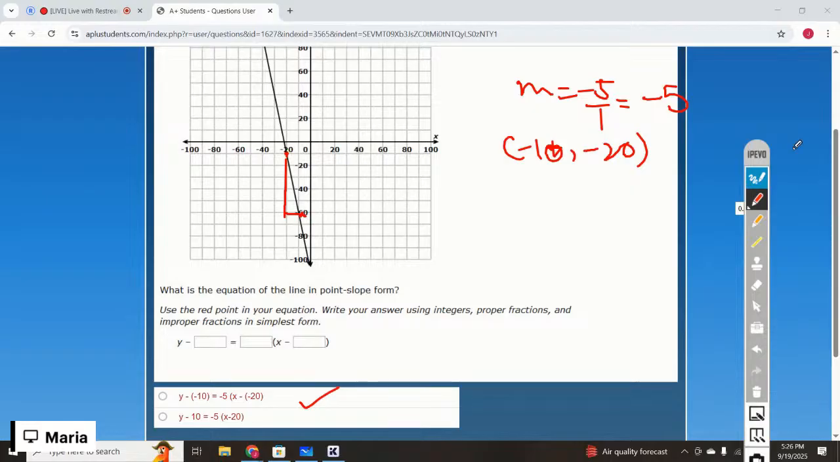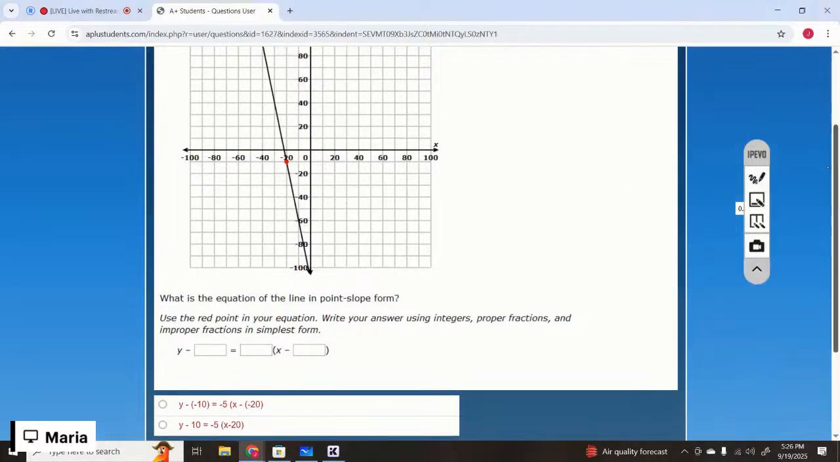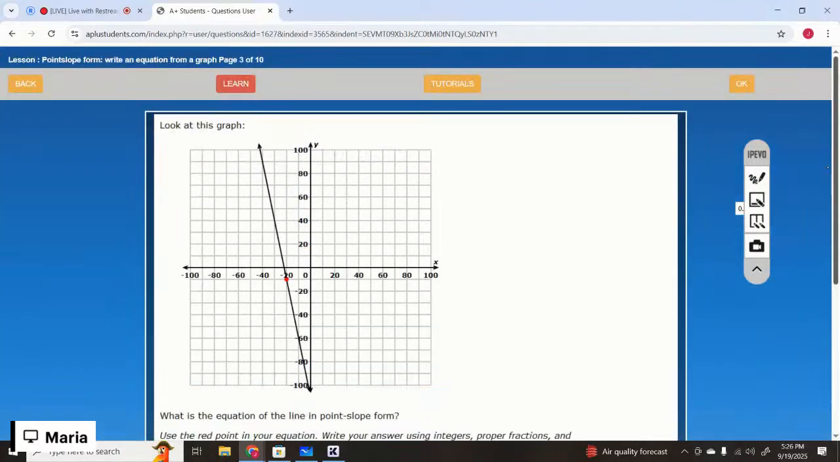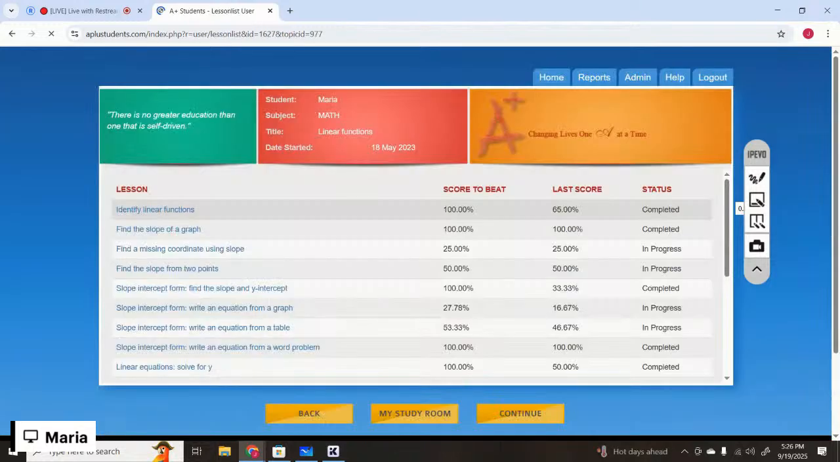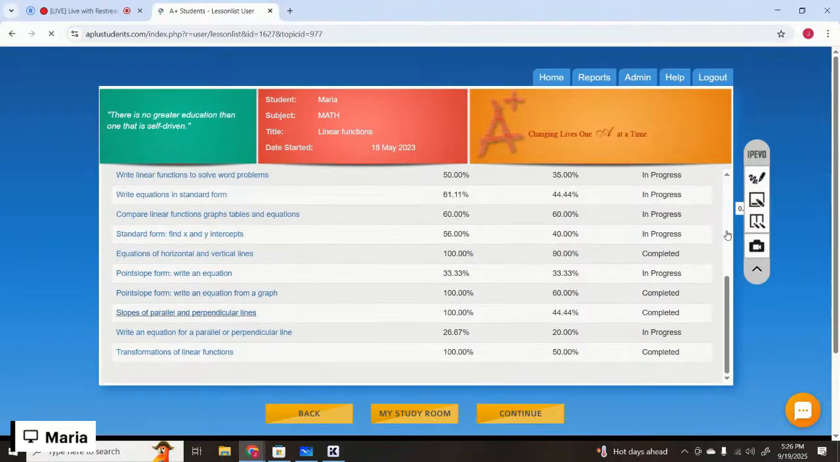Okay, you can complete the lesson by yourself later today. Let me just move on to the next lesson. The next lesson is slopes of parallel and perpendicular lines.